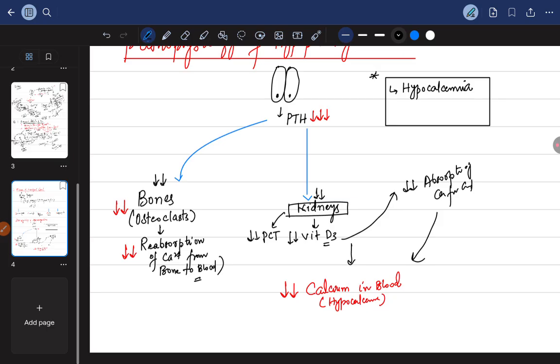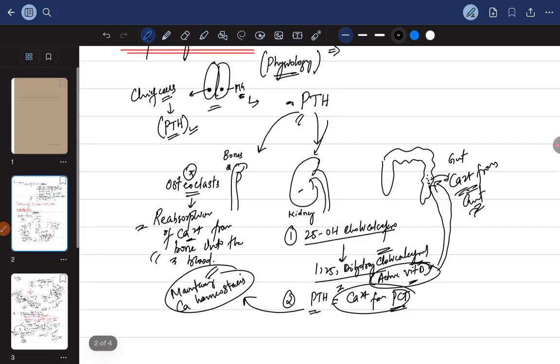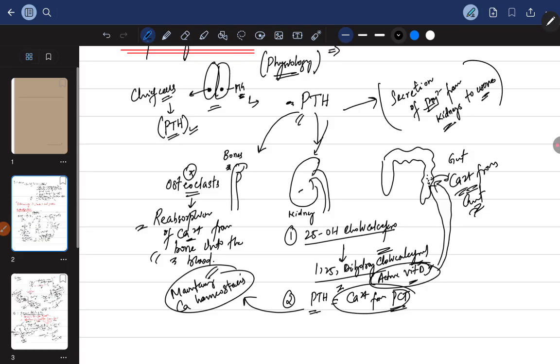this parathormone, remember, this PTH is also important for excretion of phosphates from kidneys to urine, meaning maintaining the normal phosphate level in the blood. Okay, so this is the normal.